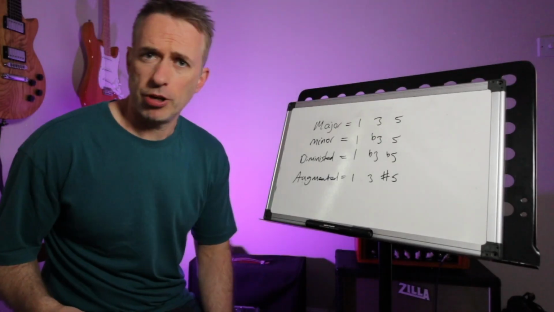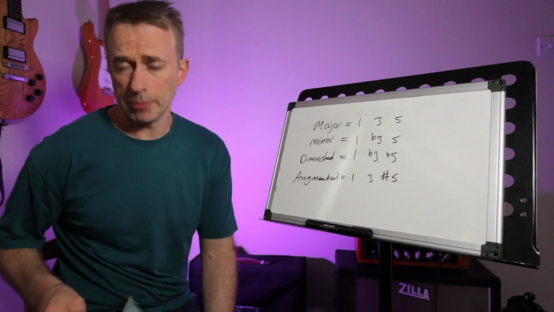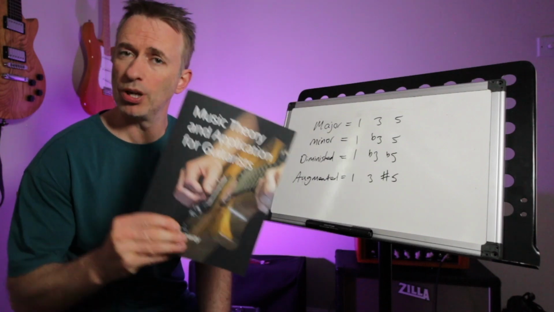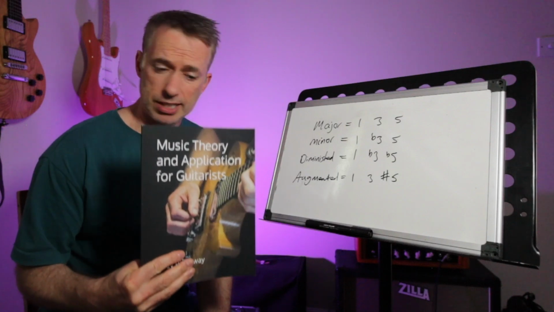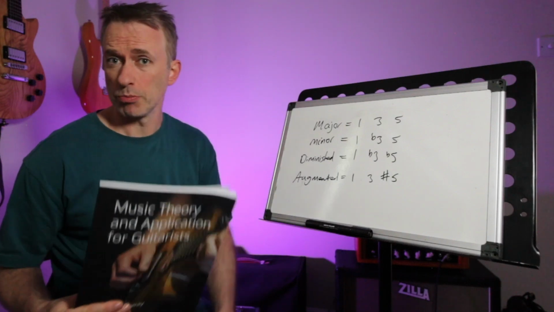So there you have it, that's triads. I hope that made sense to you. If not, check out my book here. It's all about music theory. I'll put a link in the description below. And this takes you from the basics of the major scale to looking at intervals, triads, and all the way up to modes and beyond.